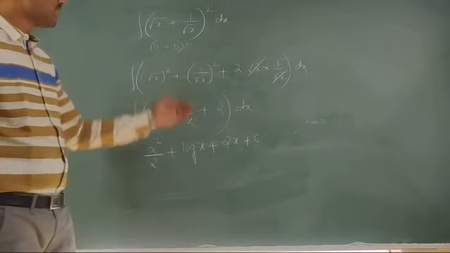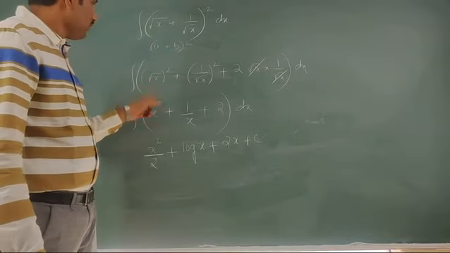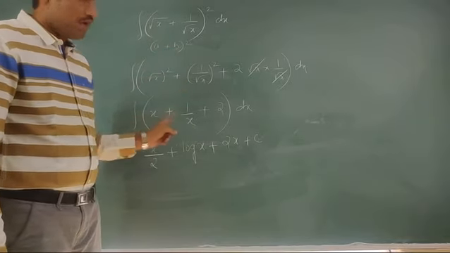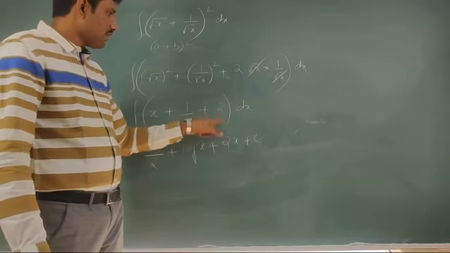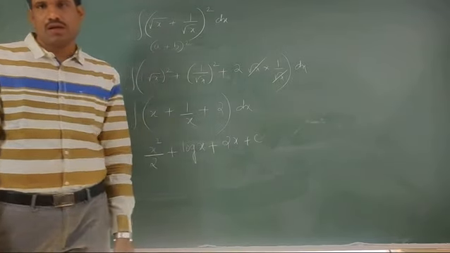Is it clear, friends? Just expand (a plus b) whole square. We get x plus 1 by x plus 2. Integration of x is x square by 2, integration of 1 by x is log x, plus integration of 2 is 2x. Done.